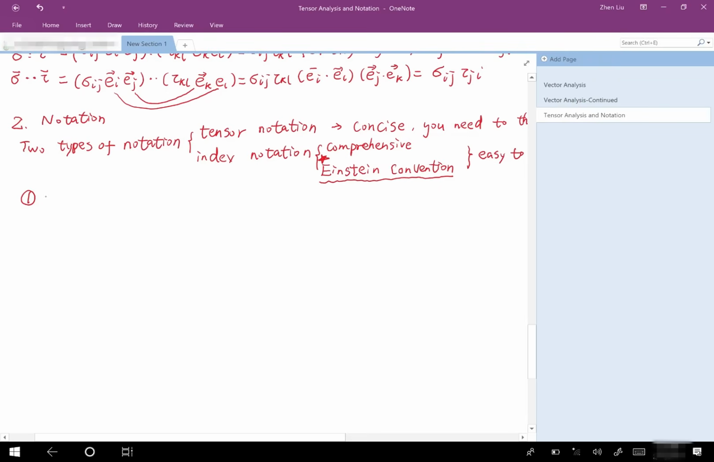So for this one, let's first talk about rules. So this is the rule again, for index notation with the Einstein convention. And for the rules, we have several rules. So the first rule is that an index never appears more than 2 times.